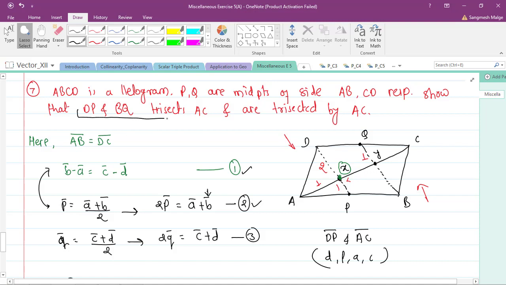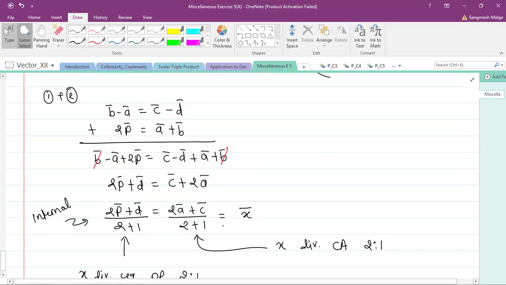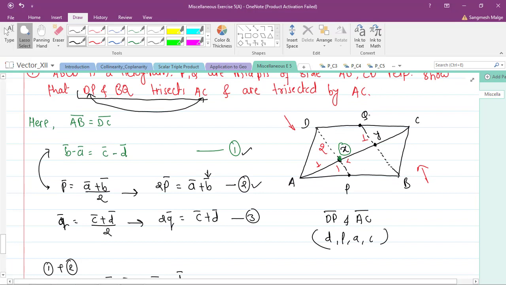So DP and BQ trisect AC. Now what we have proved here is that DP trisects AC and AC trisects DP, vice versa. Similarly we can prove it for BQ also. So BQ and AC. Okay, so for that purpose, let's verify by taking the vectors QB and AC now.